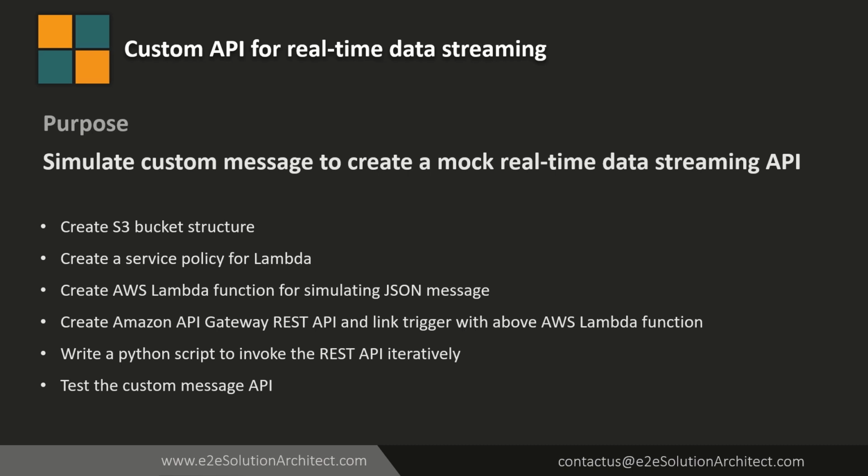So basically when we invoke this REST API, it will trigger the Lambda function, and write a Python script to invoke the REST API iteratively. So basically you can generate a constant data stream and ultimately test the custom message API. So let's move to our next phase, where it is create a service policy for Lambda.